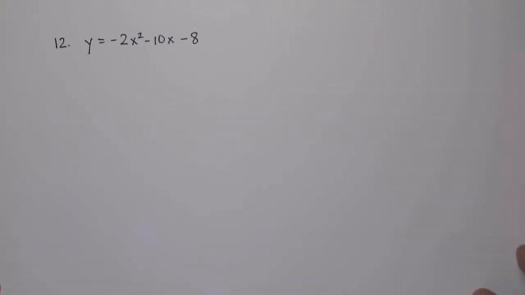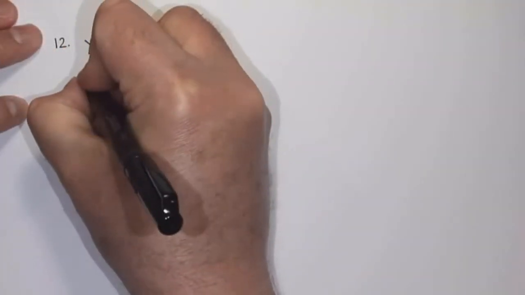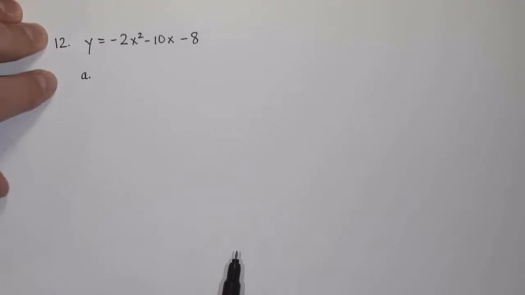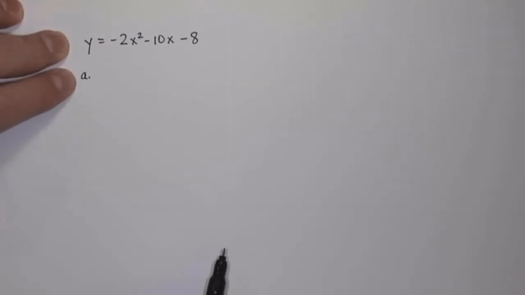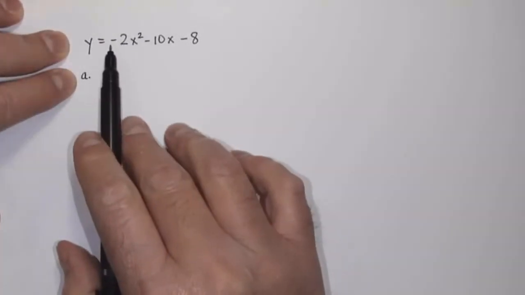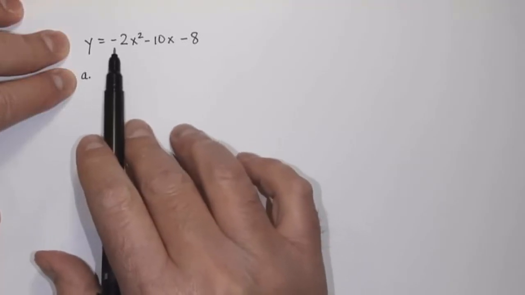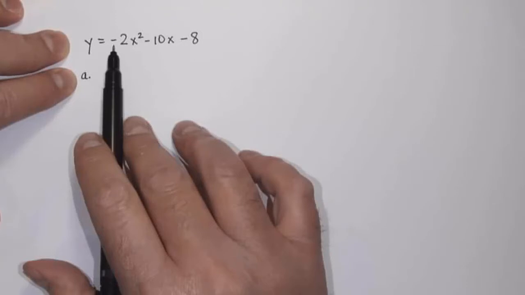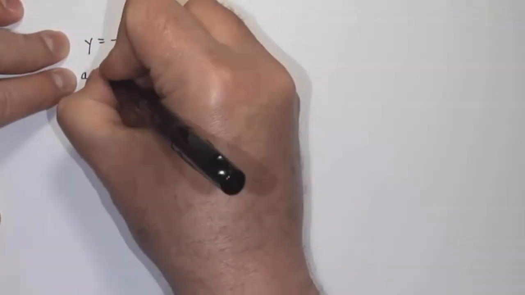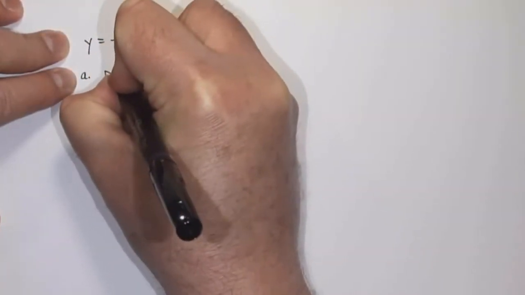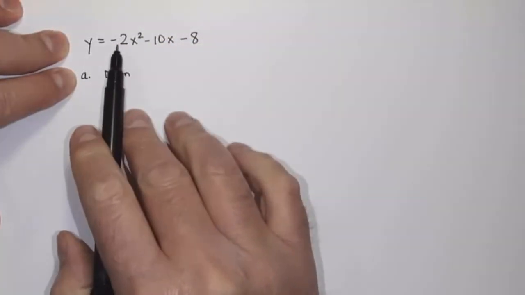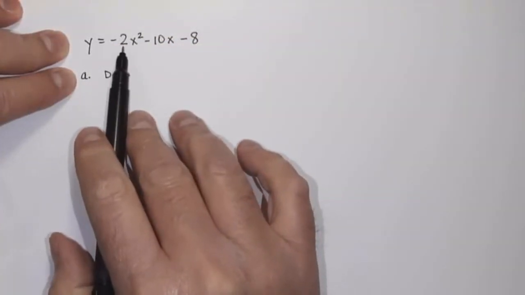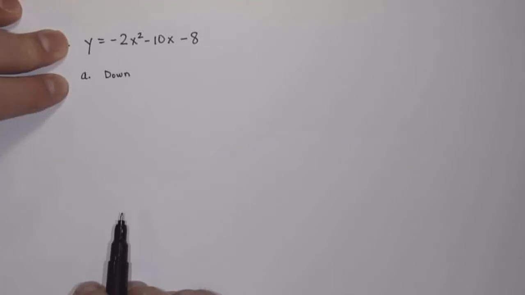So here I have written our equation. In part A, we're supposed to answer is the graph opening up or opening down? Well, to tell that, we look at the A value here, which is negative 2. Okay? And so the fact that that is negative tells us that this graph is going to be opening down. Remember, if it's positive, the graph opens up. If it's negative, the graph opens down.